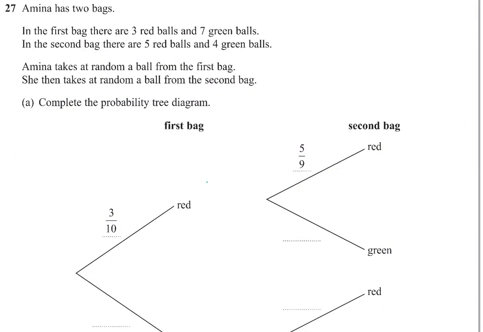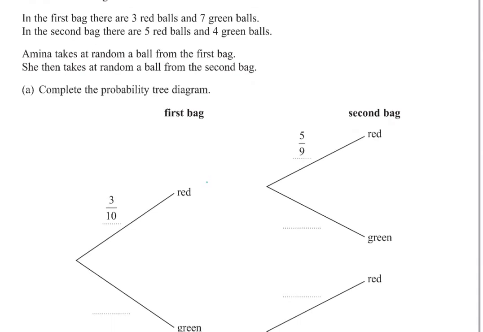Right, Amina has 2 bags. In the first, there are 3 red balls and 7 green balls. In the second, there are 5 red balls and 4 green balls. She takes a random ball from the first and then from the second. Complete the tree diagram.